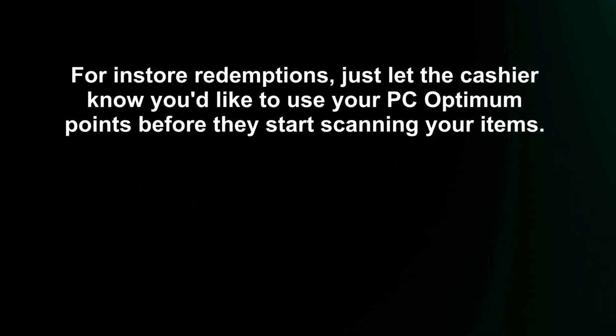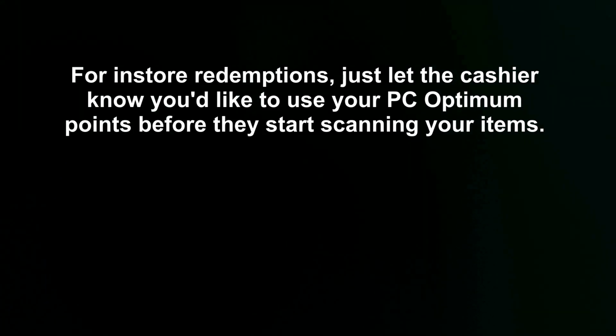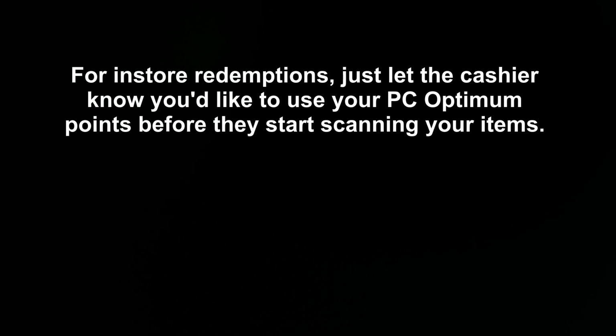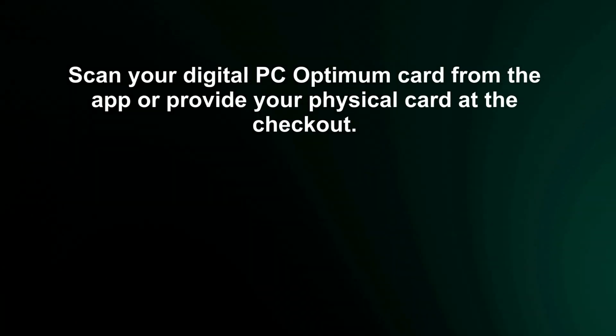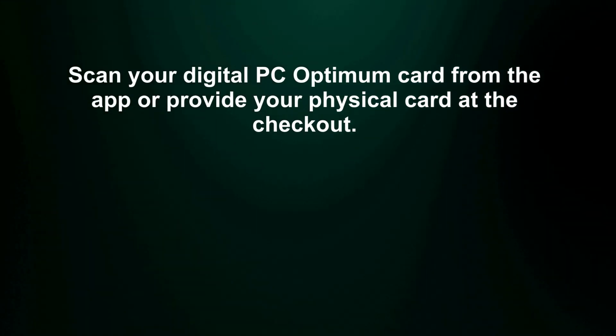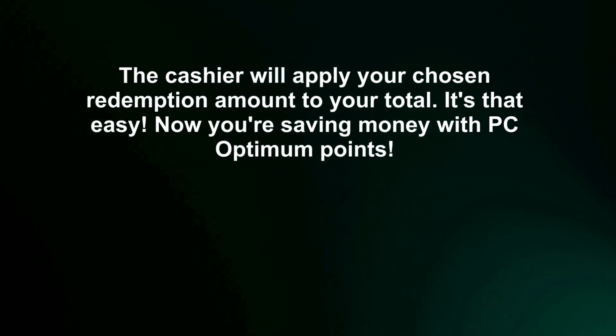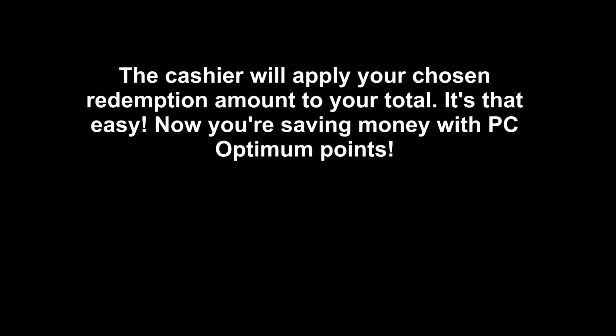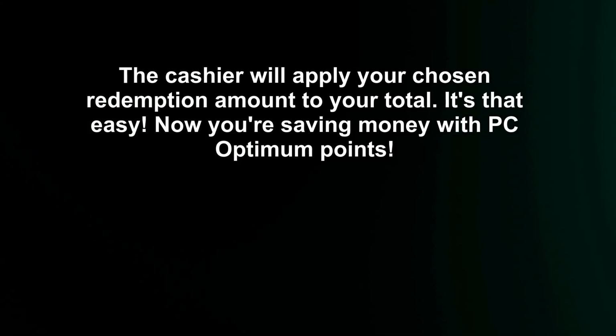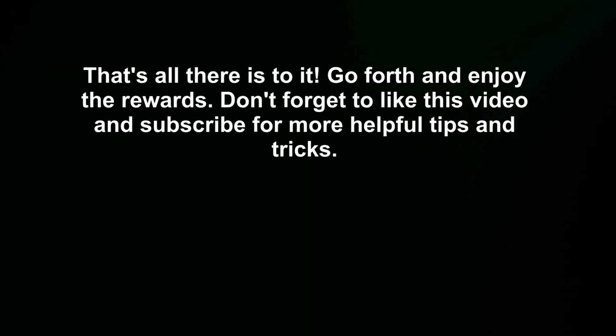For in-store redemptions, just let the cashier know you'd like to use your PC Optimum points before they start scanning your items. Scan your digital PC Optimum card from the app or provide your physical card at the checkout. The cashier will apply your chosen redemption amount to your total. It's that easy. Now you're saving money with PC Optimum points. That's all there is to it. Go forth and enjoy the rewards.